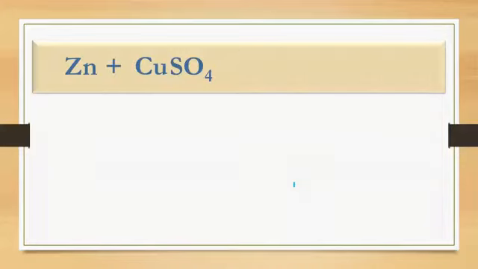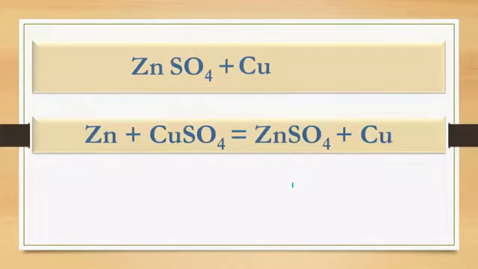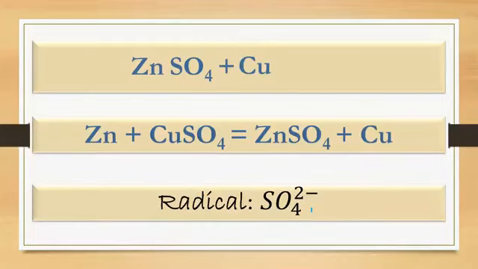Now, zinc reacts with copper sulfate. When we add zinc dust in copper sulfate solution, zinc replaces the copper atom so that zinc sulfate and copper is produced. The reaction we can write down as zinc plus copper sulfate equals zinc sulfate plus copper, where sulfate is a radical because sulfate works as a single atom. Sulfate doesn't change in this reaction.